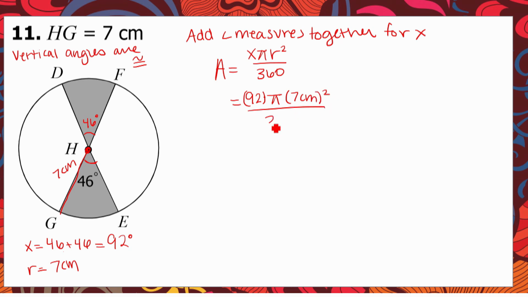Divide by 360. Okay. If we multiply this out, 92 times the pi button, or 3.14, times 7 squared, as long as you can remember to use the parentheses correctly, divided by 360, we are going to get about 5.6 centimeters squared. Okay? Again, squared, because it is area. So if you have another one like this, remember, just add the angles together. The radius is the same, don't have to worry about that, as long as they're in the same circle. But add the angles together and just do it like this.